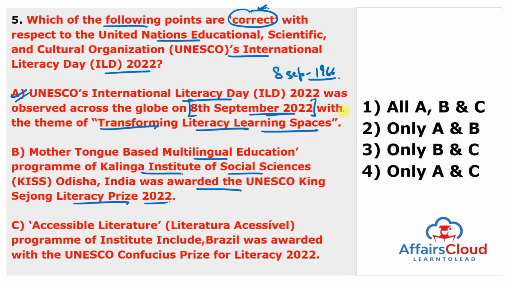This statement is very important. Mother Tongue Based Multilingual Education Program of Kling Institute of Social Sciences in Bhubaneswar, Odisha was awarded the UNESCO King Sejong Literacy Prize. Very important statement. Next is Accessible Literature Program of Institute Include Brazil was awarded the UNESCO Confucius Prize for Literacy 2022. This award is again very important.